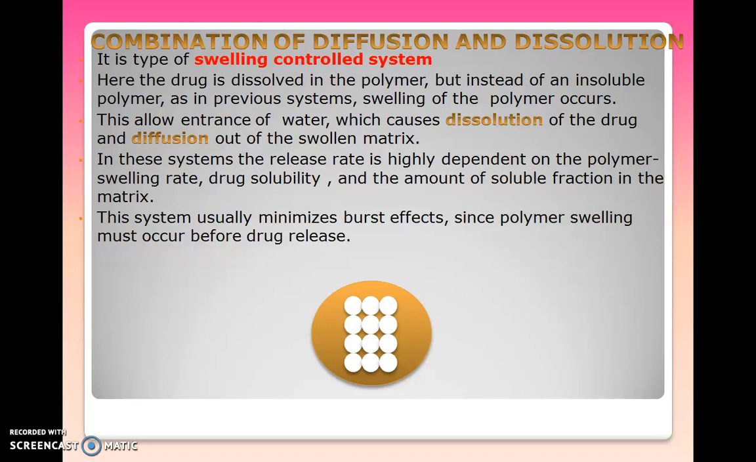Third type is a combination of diffusion and dissolution. It is the type of swelling control system. Here the drug is dissolved in the polymer, but instead of an insoluble polymer, as in the previous system, swelling of the polymer occurs. This allows the entrance of water, which causes dissolution of the drug and diffusion out of the swollen matrix.